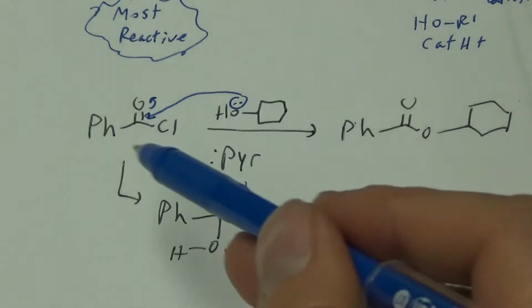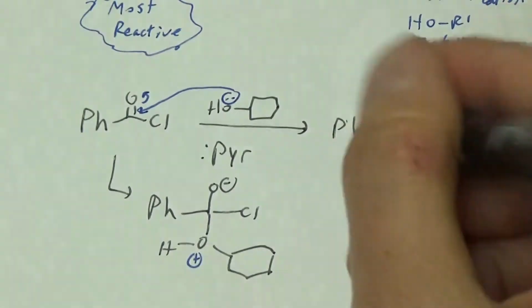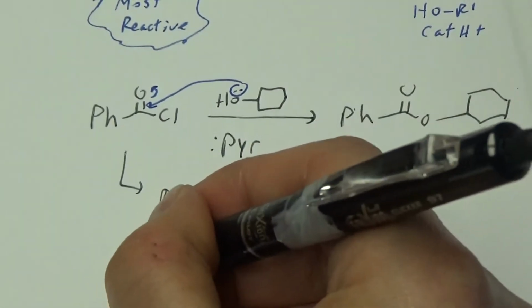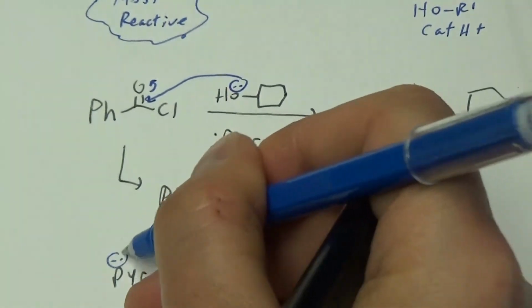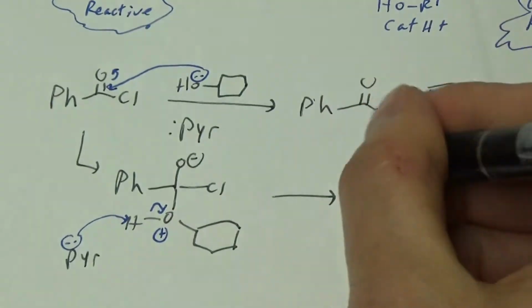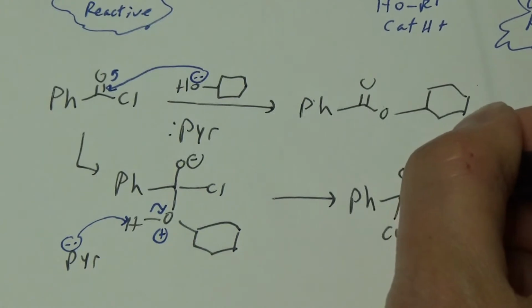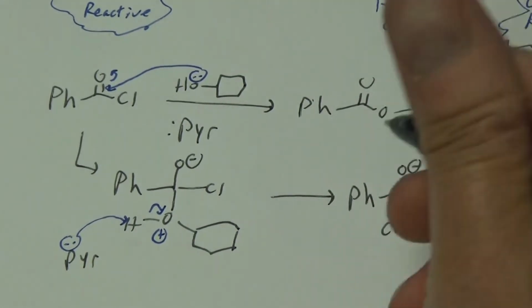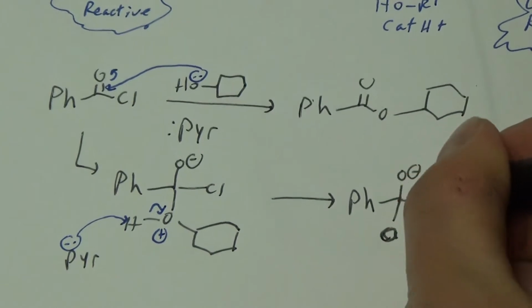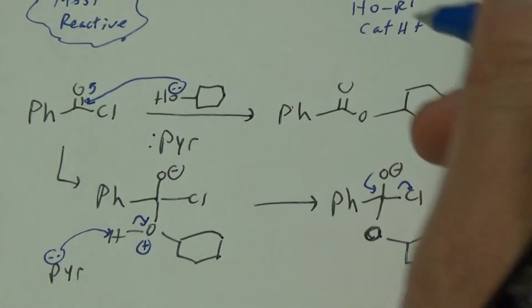What am I missing? When the alcohol attacks, you get O minus. Something's got to be plus, right? So this is the plus. Now the pyridine takes that proton off. And then what happens to get the product? Oxygen kicks off the chloride and you make the product.